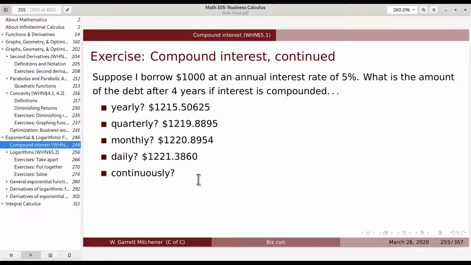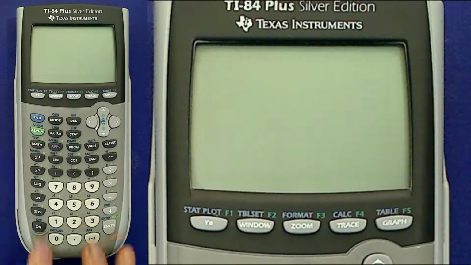Now, let's go back to this problem. Suppose I borrow $1,000 at an annual interest rate of 5%. What is the amount of the debt after 4 years if interest is compounded according to, well, let's use continuous this time. So here's the calculator.